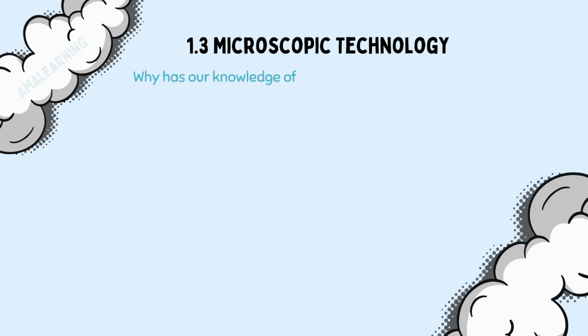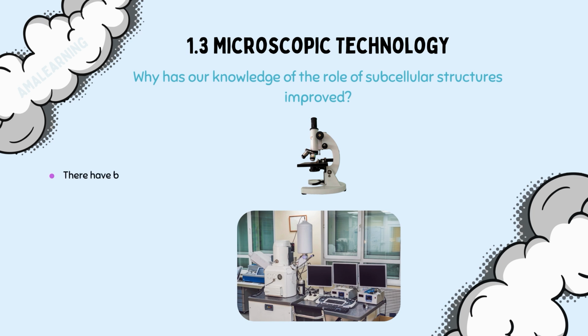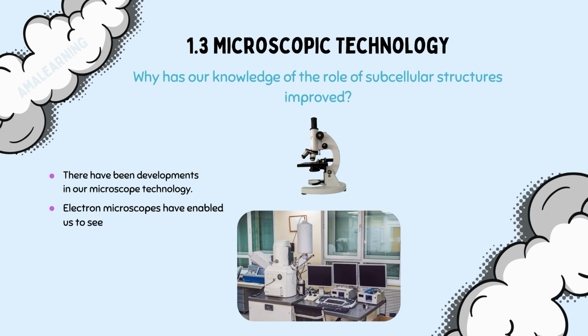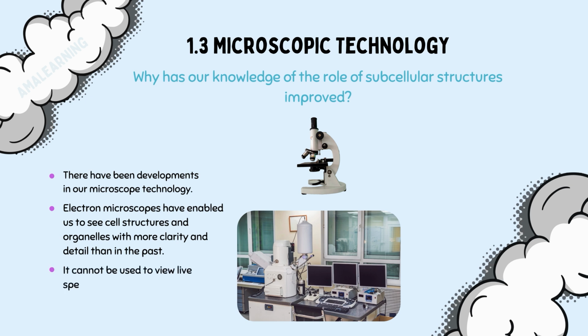Why has our knowledge of the role of subcellular structures improved? There have been developments in our microscope technology. Electron microscopes have enabled us to see cell structures and organelles with more clarity and detail than in the past. It cannot be used to view live specimens.